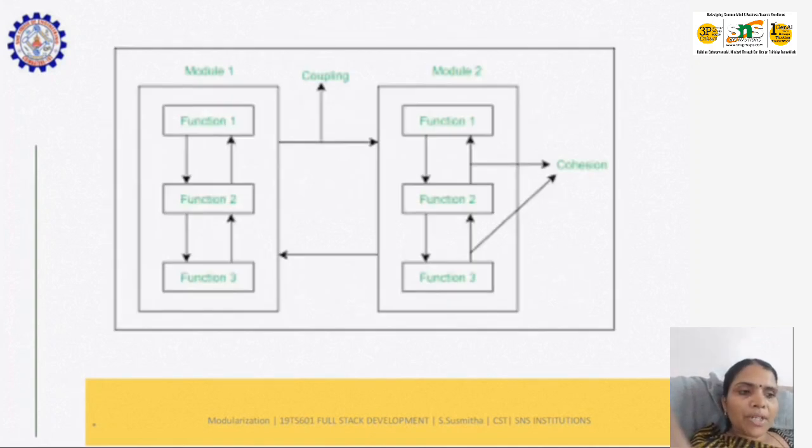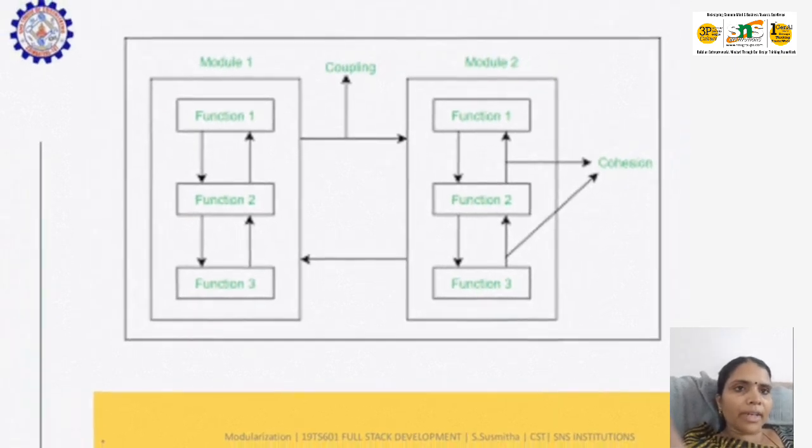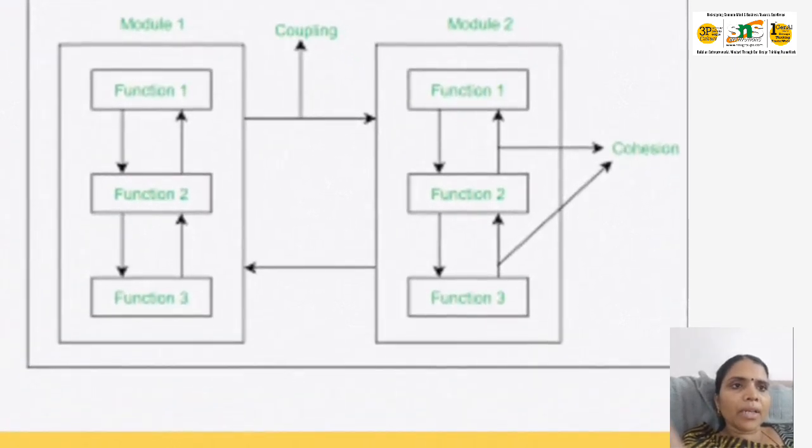So, modularization is a technique that breaks down a larger complex system into smaller independent units called modules. Each module typically has a specific function or purpose. Here, module 1 and module 2 define the functions; a huge program is divided into smaller sub functions. So here, the coupling and cohesion.